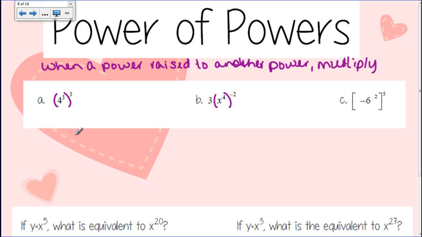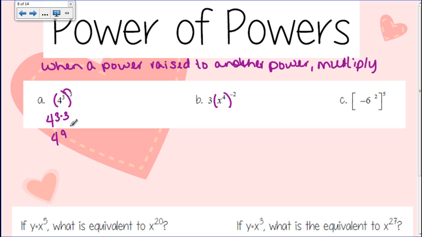So if you look at my first example here, I have 4 to the 3rd power, all to the 3rd power. It's got parentheses. The 4 to the 3rd is in parentheses, and the whole thing is taken to the 3rd power. I get to distribute this little exponent outside to all the exponents inside, and so it's just a multiplication problem. And so I'm going to multiply, and this will become 4 to the 3 times 3, which is 4 to the 9th power.